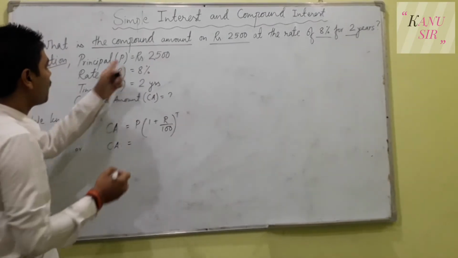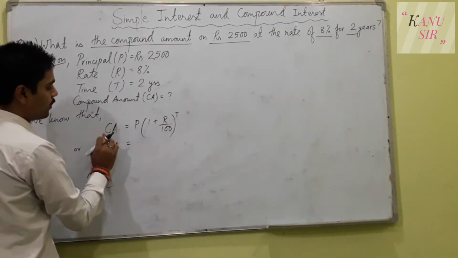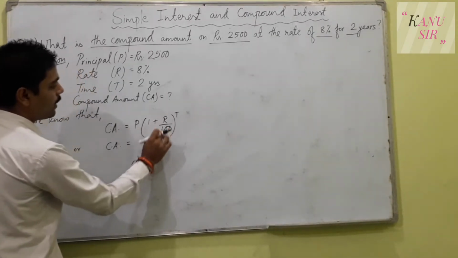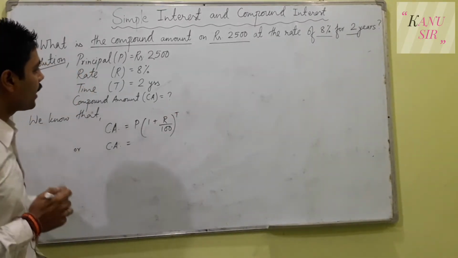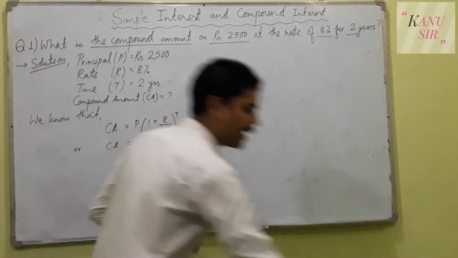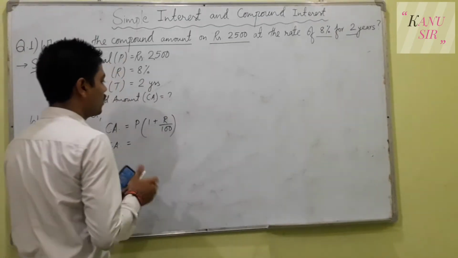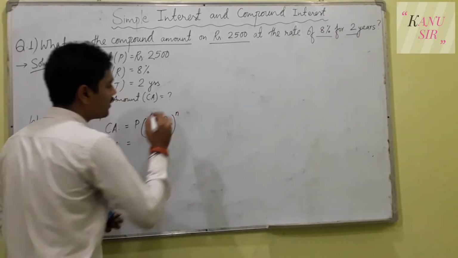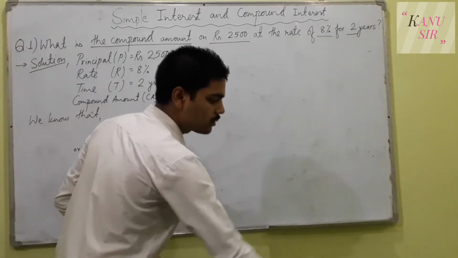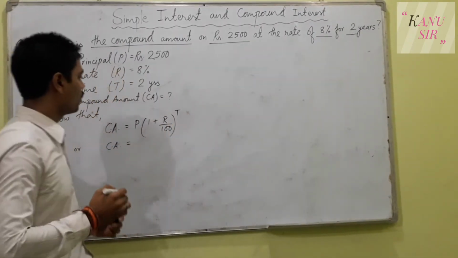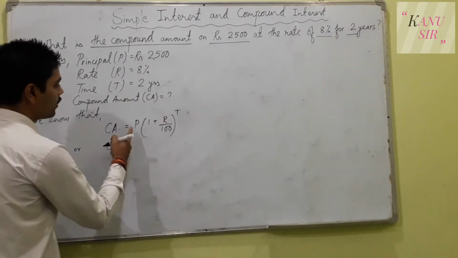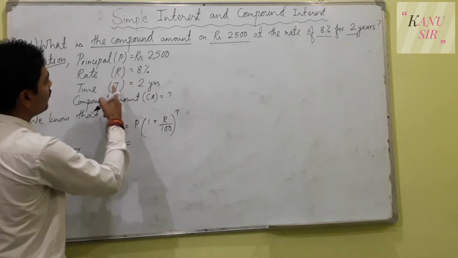So it is the principal, and hence we have the formula: compound amount is equal to P into (1 plus R by 100) to the power T. Most of the students learn N in place of T. In some cases we can also say N as the number of times. I will mostly use T as time, so it will be easy for the students to understand that T denotes time.